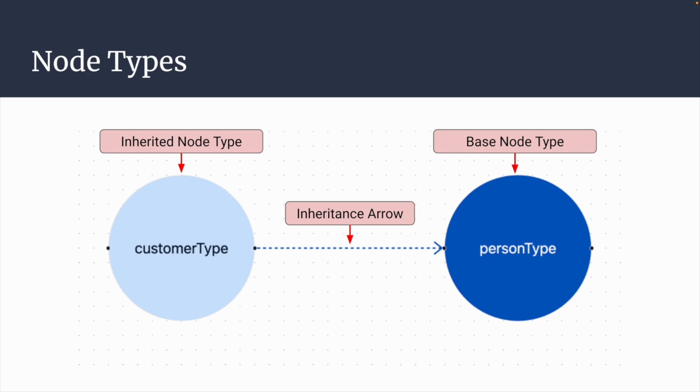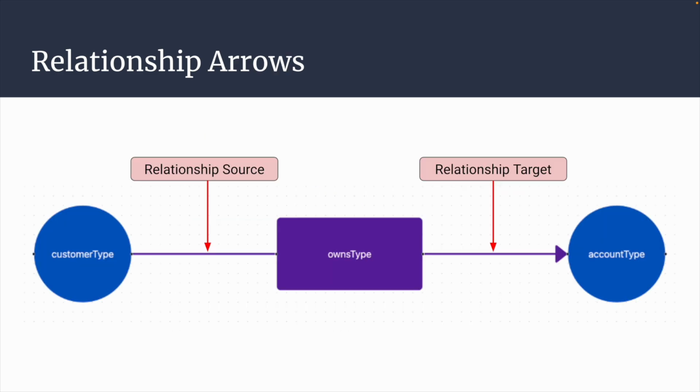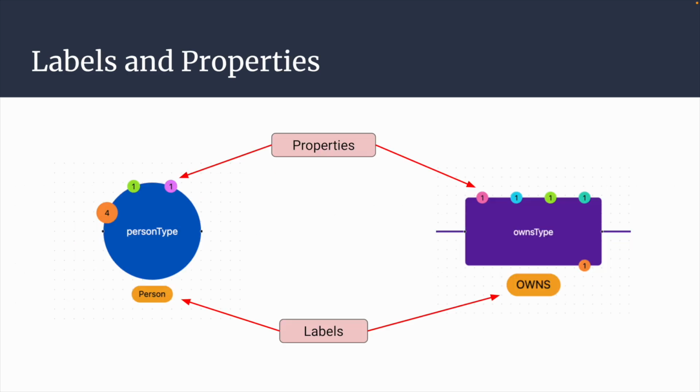For node types, the base node types are represented by blue circles, while inherited node types are represented as light blue circles. Similarly, for relationship types, the base relationship types are represented by purple rectangles, while inherited relationship types are represented as light purple rectangles. Relationship arrows, represented as purple Bezier curves, are used to specify the source and target node types of a relationship type. Labels are represented as yellow pills, and properties are represented as color-coded circles.